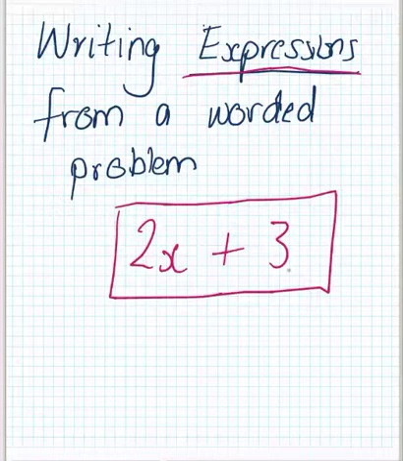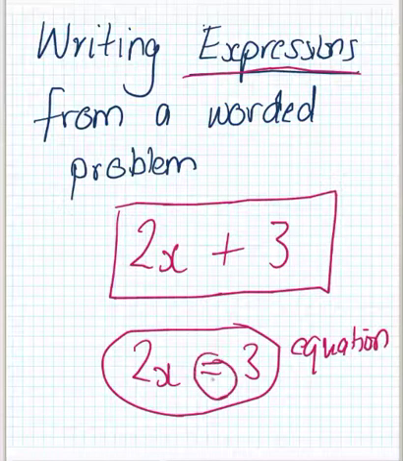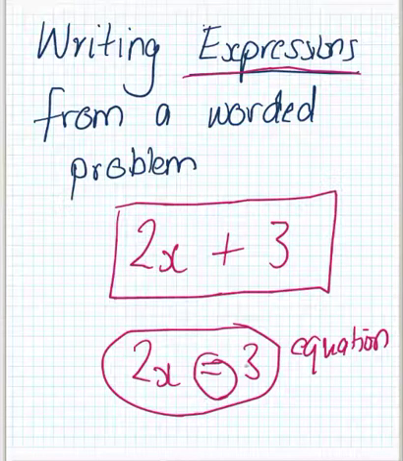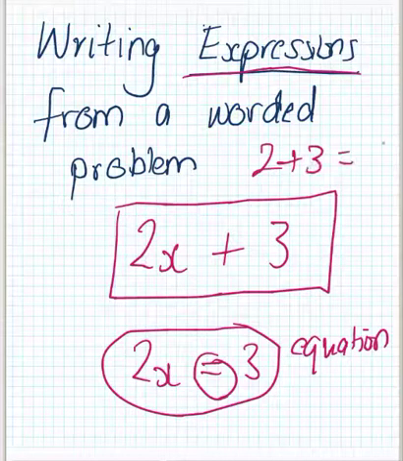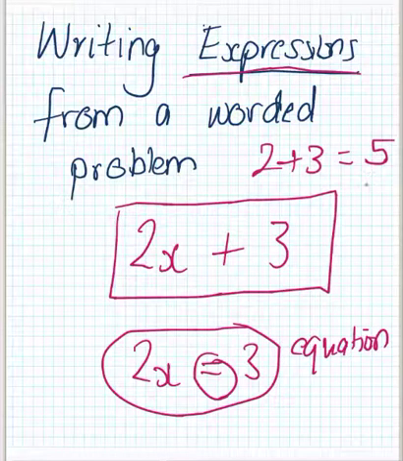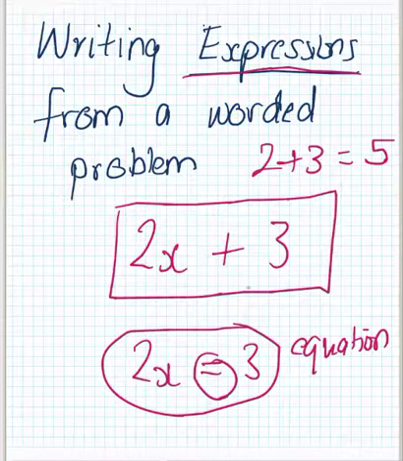And an expression has no equal sign. If we had an equal sign, just say 2x equals 3, this is what we call an equation. So an equation is where we have an equal sign and variables and numbers. An expression is where we don't have an equal sign, but we have to have variables and numbers. If we just have 2 plus 3, well, 2 plus 3 is 5, and I just have a value, a number. So it's neither an expression or an equation. Both have to have a variable, like an x or a, or any other letter. But an equation has an equal sign, an expression doesn't.